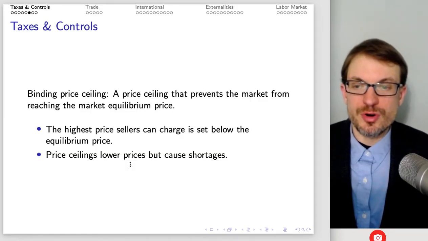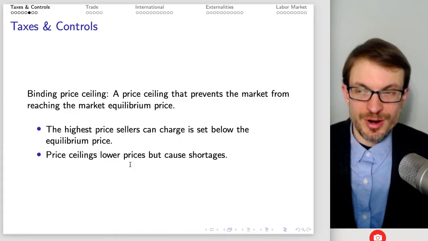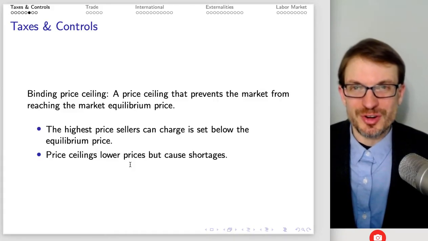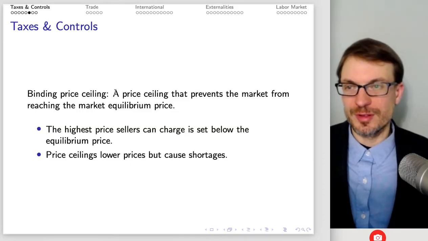The reason why we get a shortage is because at this artificially low price, think of low prices, larger quantity demanded, low prices, smaller quantity supplied. So if the quantity demanded exceeds the quantity supplied, now we've got a shortage by definition.